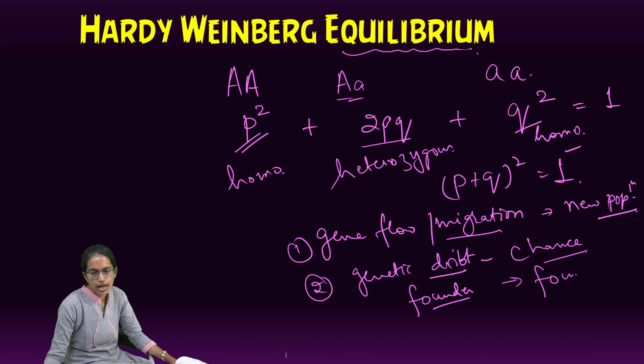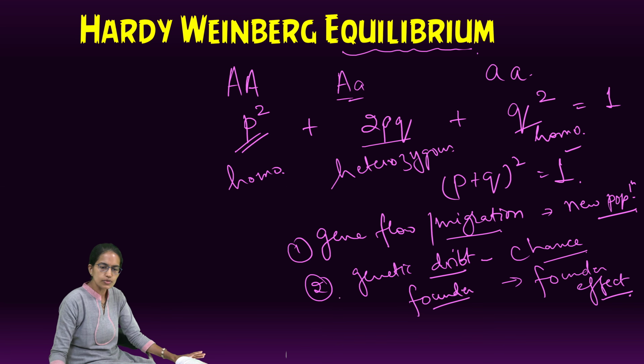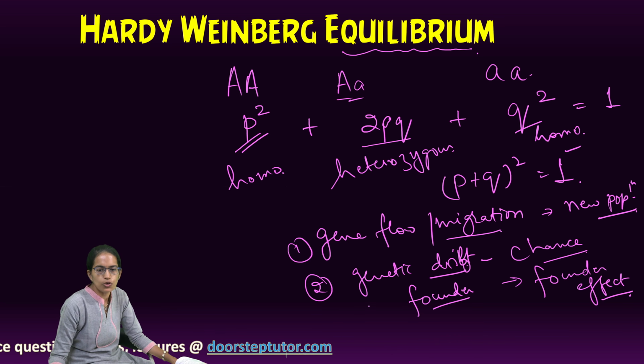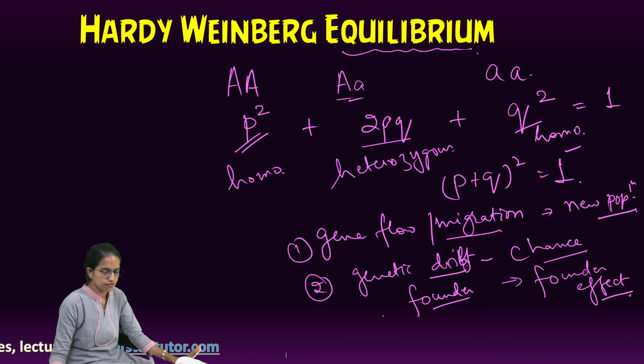We call this the founder effect. Okay, so this is what is known as genetic drift. Clear? So gene flow or migration, genetic drift is another point. The third important point is mutation.